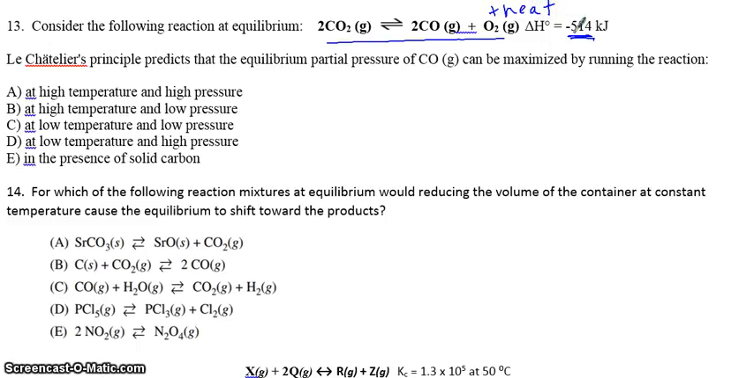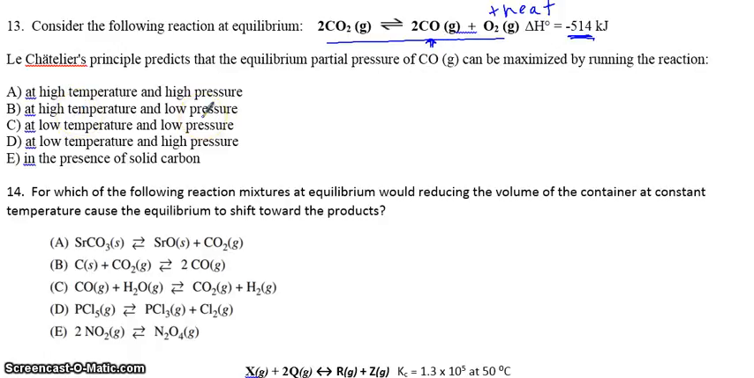So Le Chatelier principle predicts that the equilibrium partial pressure of CO2 can be maximized. We want to maximize CO2, which is a product. We want to increase it, so we want to shift the reaction to the right. So what should we run the reaction at? Now, let's take a look. Temperature and pressure are the two things that are changing here. So we have temperature and we have pressure.